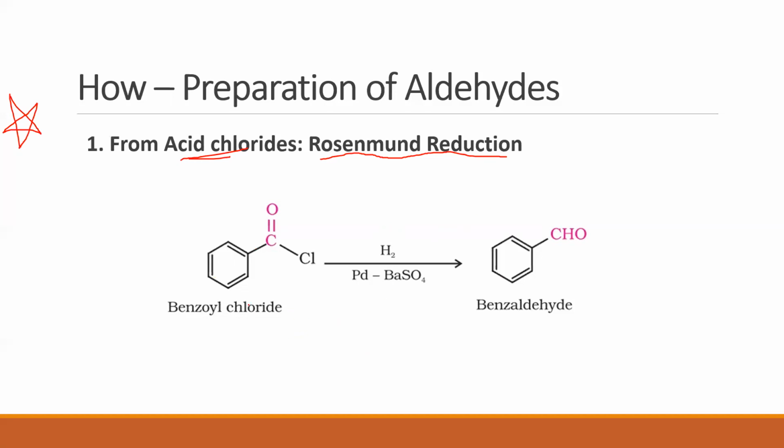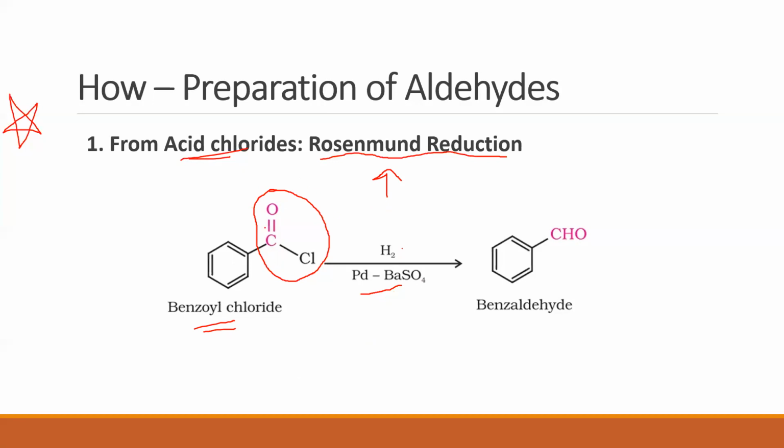In Rosenmund reduction, you take an acid chloride. Yeah, an acid chloride is somebody which has a COCl group. So this is an acid chloride. Since this is an acid chloride that's attached to benzene, we call it benzoyl chloride. Now, when benzoyl chloride is made to react with hydrogen in the presence of palladium and barium sulfate, now these are the reagents for Rosenmund reduction. Very important, you need to remember. Hydrogen in the presence of barium sulfate, what's happening?